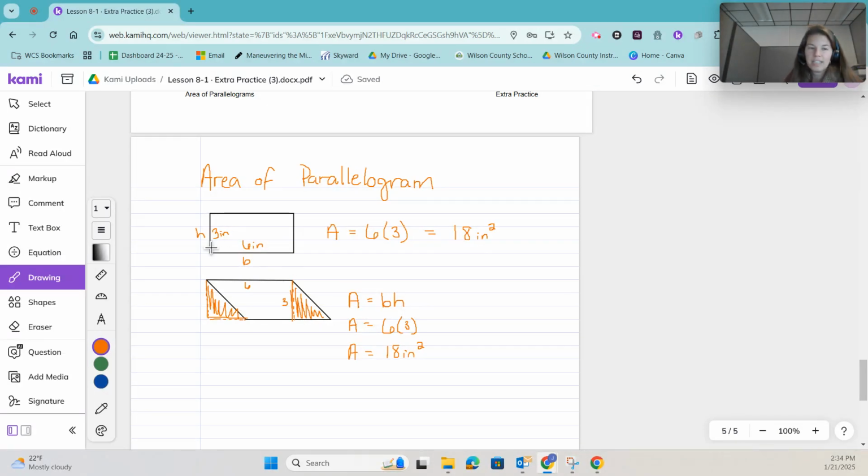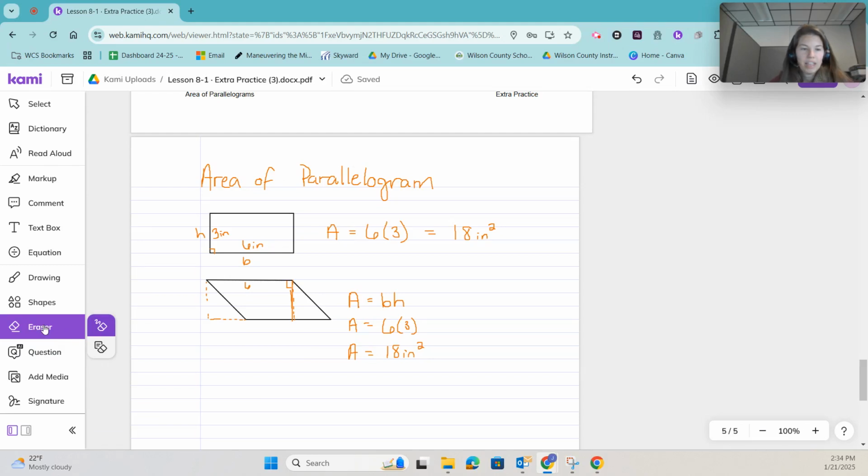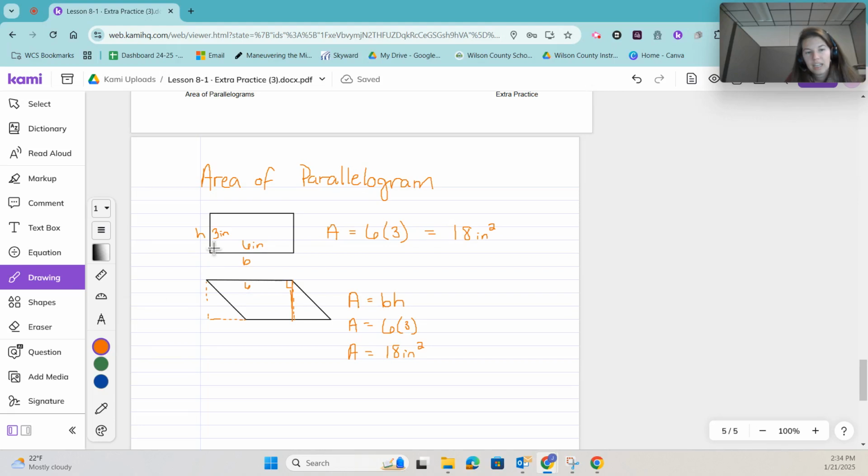One thing to note is the base and the height are perpendicular to one another, which means they meet at a 90-degree angle. When I look at this parallelogram here, there is also this distance here. This is not the height of a parallelogram. It does not meet at a 90-degree angle.